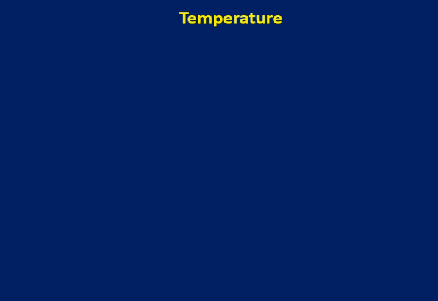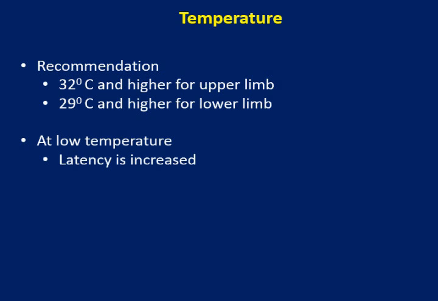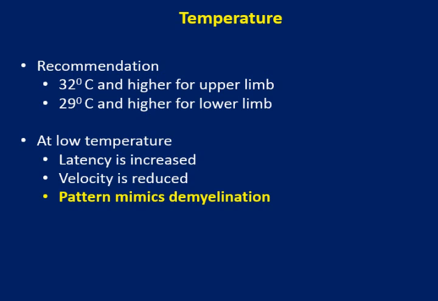The most common error in nerve conduction studies arises from lack of temperature control. The recommended temperature is 32 degrees centigrade or higher for upper limb studies and 29 degrees centigrade or higher for the lower limb studies. At lower temperature, the latency of the response is increased and the nerve conduction velocity is reduced. This pattern of findings is associated with demyelination.